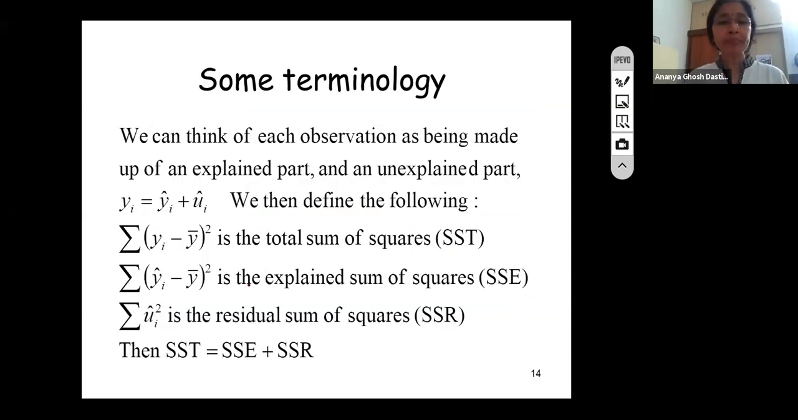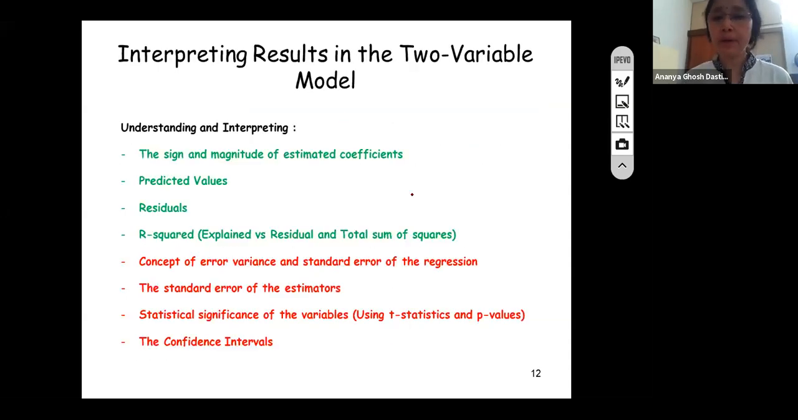So this was our starting point yesterday. And if you remember, we ran a regression of wage on education using a two-variable model. We talked about the sign and magnitude of coefficients. We talked about y hat, or the predicted values. We discussed residuals. We talked about the concept of an R squared.